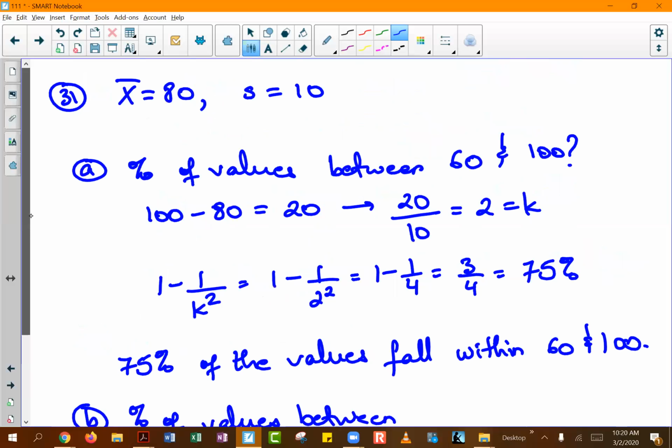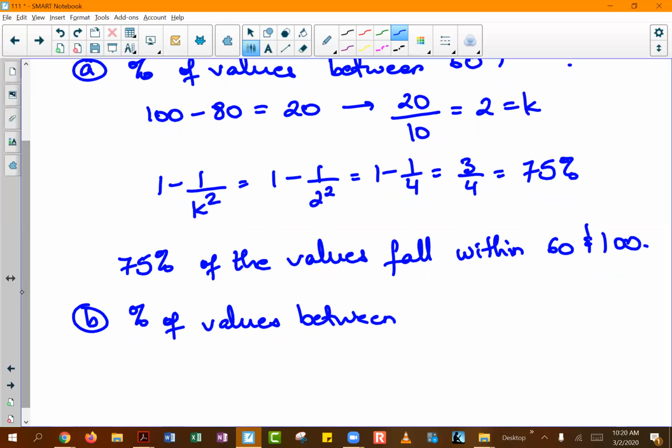We were doing number 31. This next one was between 65 and 95. All right. So follow the steps for part A, or like you saw in example 12 in your handout, and let me see what percentage values you come up with between 65 and 95.